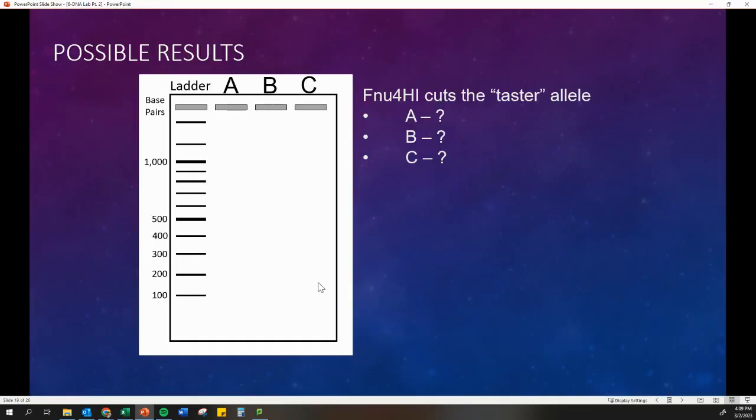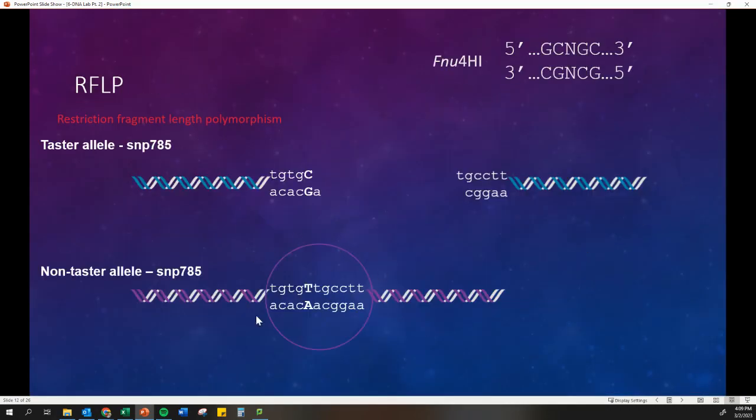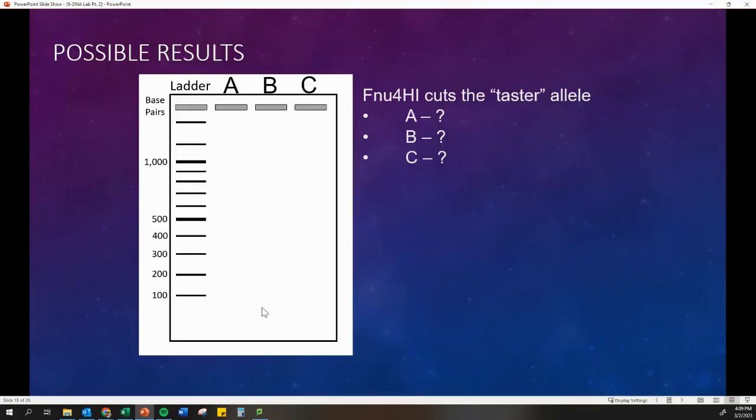Okay, so here is an example of some possible results. We might get one band here. If we have one band, that tells us that the DNA was not cut. And if you remember, if we go back, uncut DNA means it is a non-taster. So a non-taster here is going to be represented by this one line.